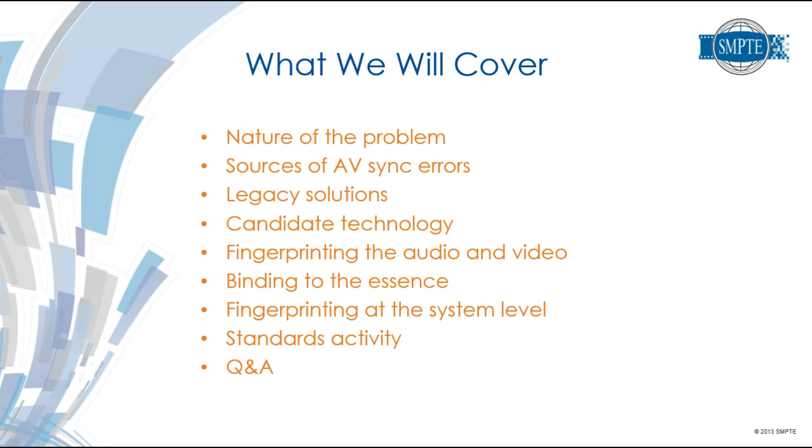So what we're going to cover, we'll talk a little about the nature of the problem and some of the sources of AV sync errors. We'll talk about legacy solutions briefly and some candidate technologies that were looked at. And then the selected technology we call fingerprinting. We'll look at how that works and how we generate fingerprints from video and audio, how we actually attach that to the essence. And then we'll look at the system level and how it works in the system, and then a little recap of where we are in the standards activities.